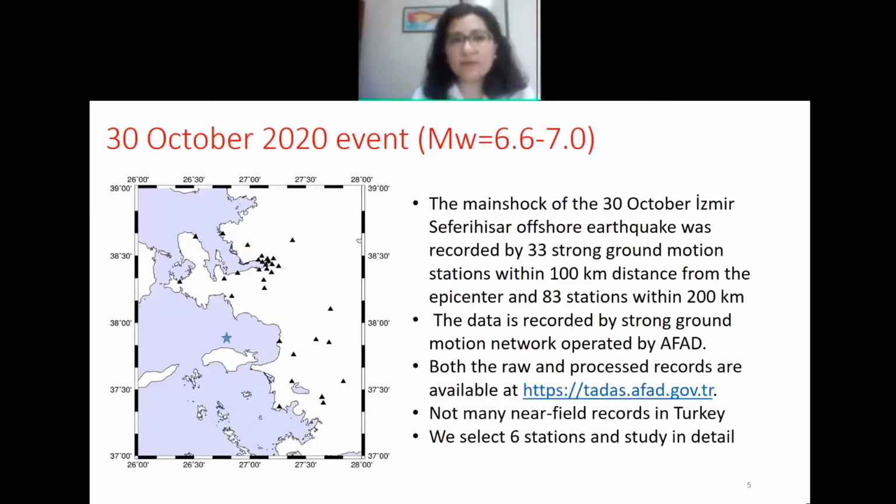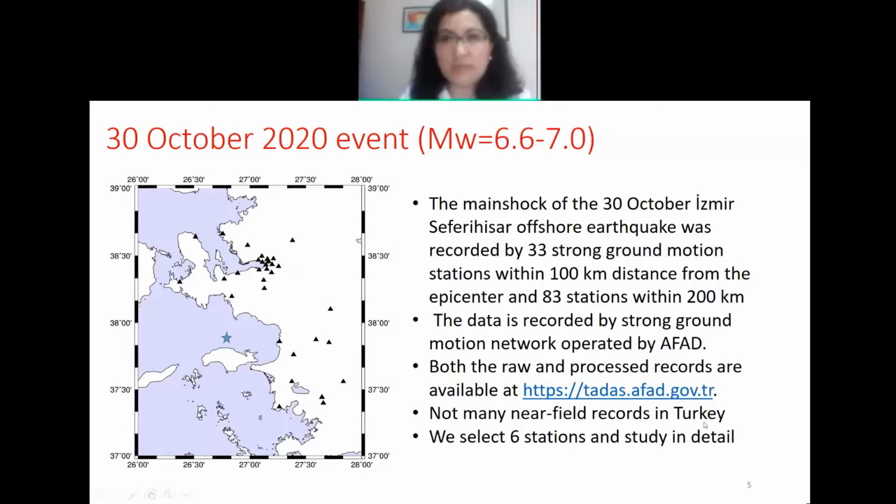Let's look at the 30th October 2020 event. We had about 33 strong ground motions within 100 kilometer epicentral distance, while we have 83 in total within the 200 kilometer distance. The data is available, both filtered and raw, at AFAD's new website right here.